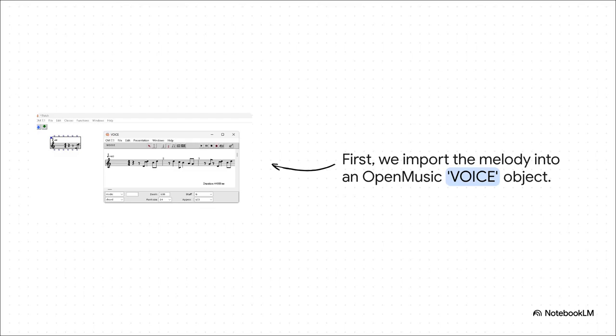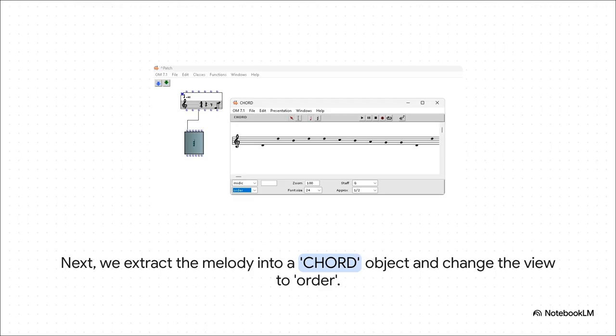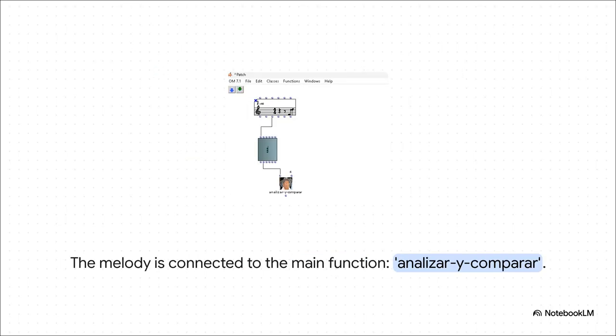Okay, so first things first, we import the melody into the software. It pops up inside what Open Music calls a voice object, and it looks just like a little piece of sheet music. Next up, we need to get the melody prepped for analysis. We connect our score to a chord object, and then we switch the view to order. What this does is it lays out all the notes in a simple linear sequence that the software can easily read. And now for the main event.